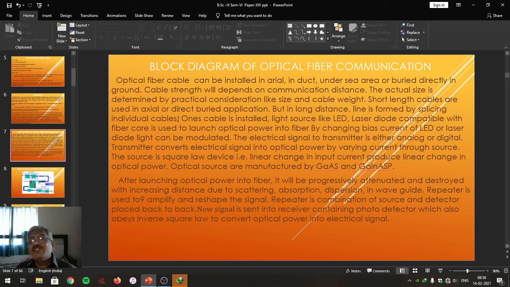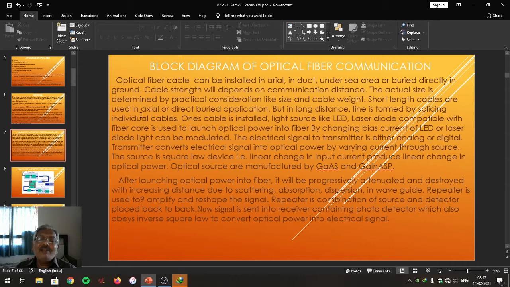Once the cable is installed, a light source like an LED or laser diode, with dimensions compatible with the optical fiber core, is used to launch the power into the optical fiber by changing its bias current. The light emitted by the LED or laser diode is modulated, and it is connected to one end of the optical fiber.